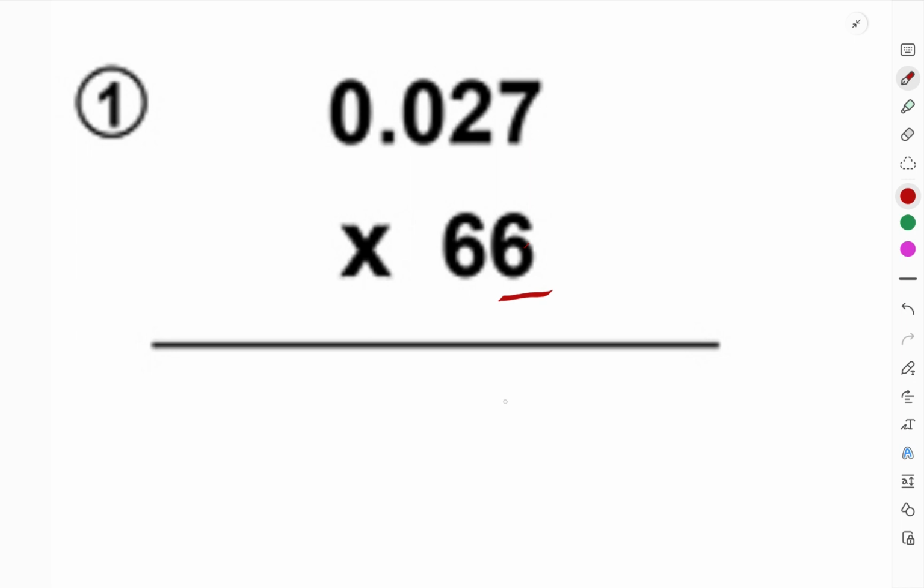6 times 7 is 42. So whenever you multiply two numbers, if it's higher than 10, the first number, you put it on the bottom. But the second number, meaning 10, 20, 30, 40, 60, any multiples of 10, is going to carry over. So the 4 from the 42 is going to carry over to that 2. Now I'm going to multiply 6 times 2, which is 12. But because I have the 4 right there, I'm going to add them. So 12 plus 4 is 16. Again, the 6 stays right there, but the 1 is going to carry over to the 0.